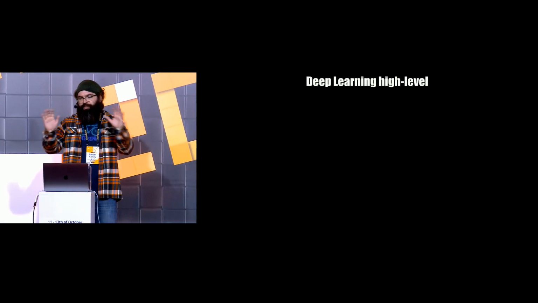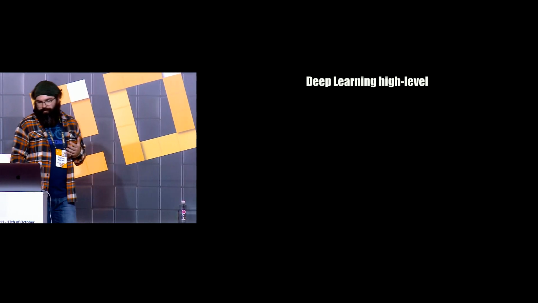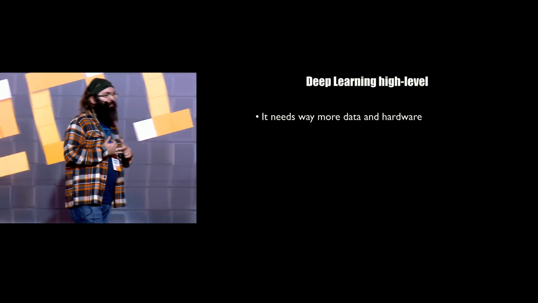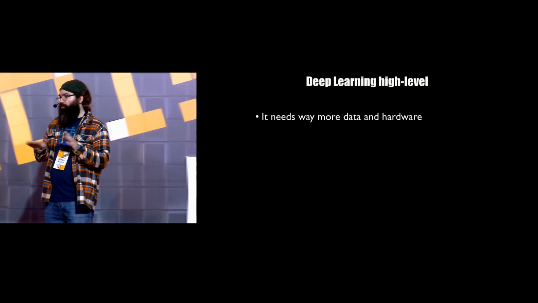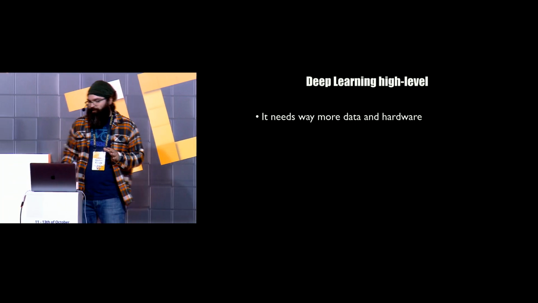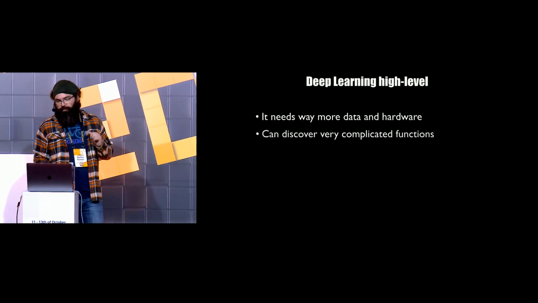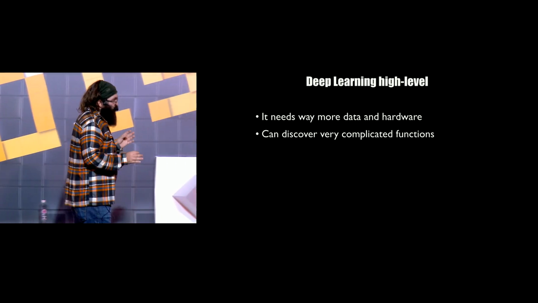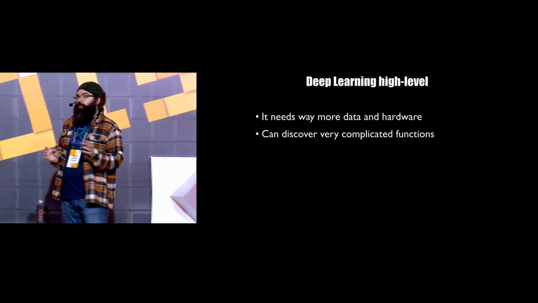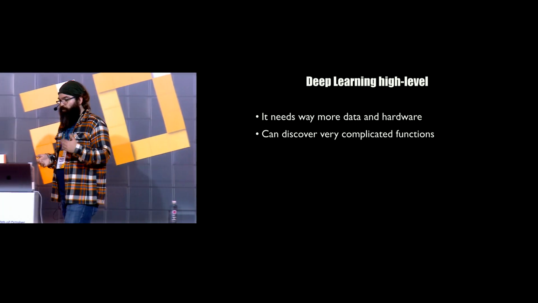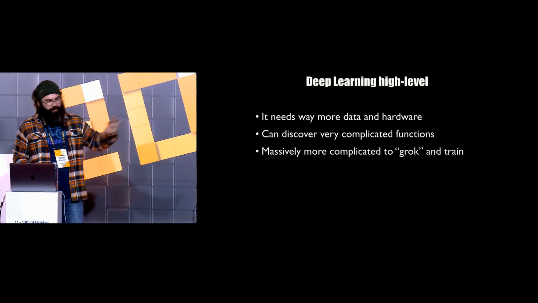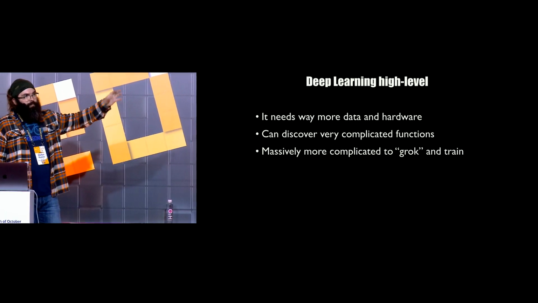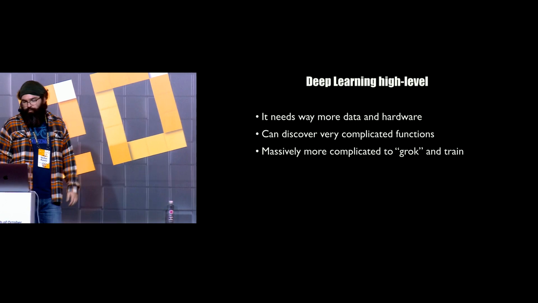So let me rehash the high level of deep learning. It needs way more data and way more powerful hardware because the calculation is way more complicated, and it also tends to overfit a lot. On the bright side, it can discover some pretty complicated functions, like figuring out whether an image is a cat or a dog. It's really hard to understand. It's really hard to pick up and start training neural networks from scratch.